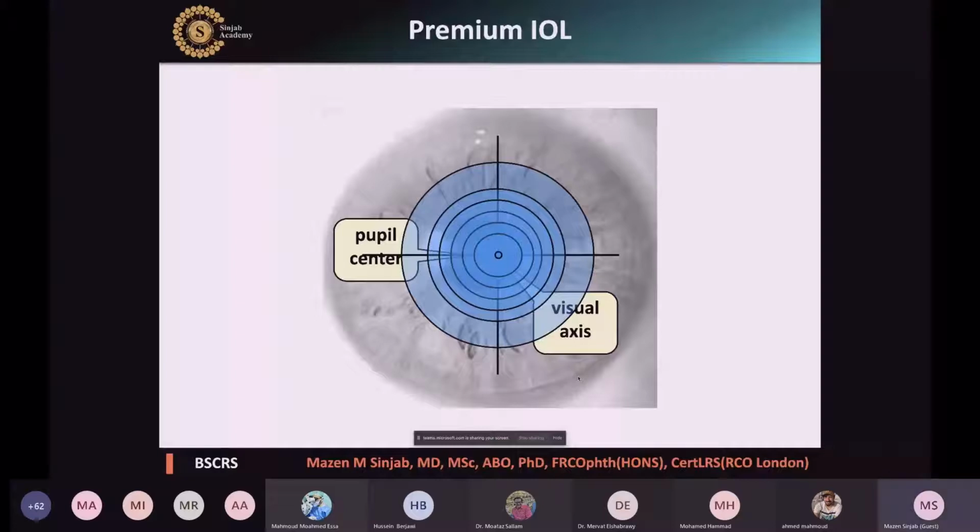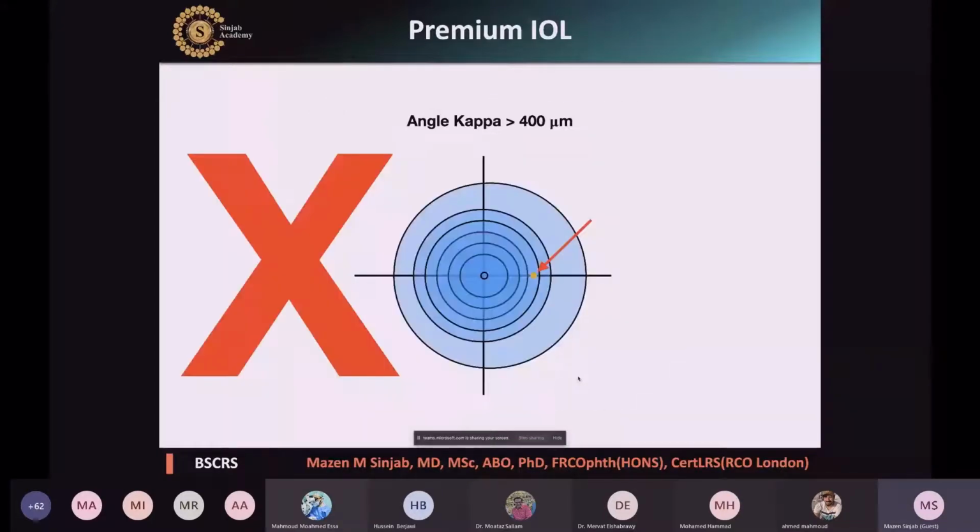So if angle kappa is large, then there will be a decentration in comparison with the visual axis of the premium lens. Therefore, the patient will suffer from post-operative dysphotopsia, especially if angle kappa is larger than 400 microns. Some ophthalmologists may consider it only if it is more than 500 microns. Actually, we have to be more conservative because we are dealing with premium lenses. So my cutoff value is 400 microns.